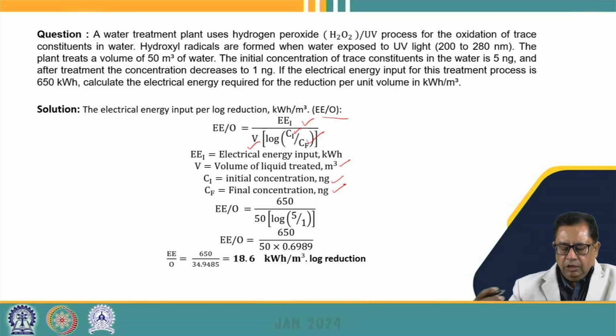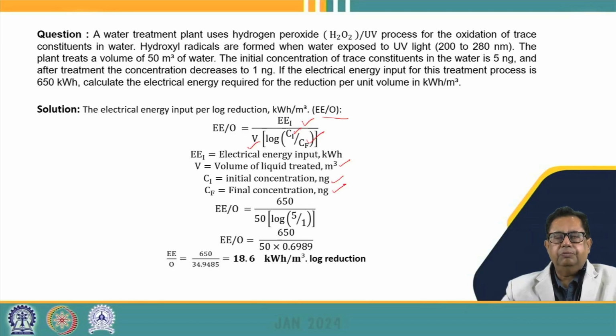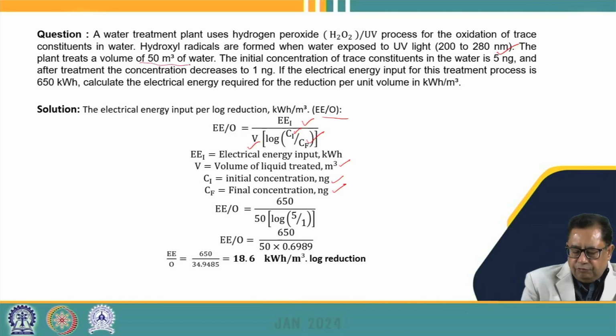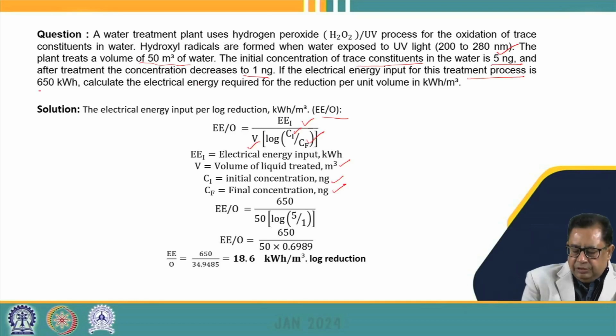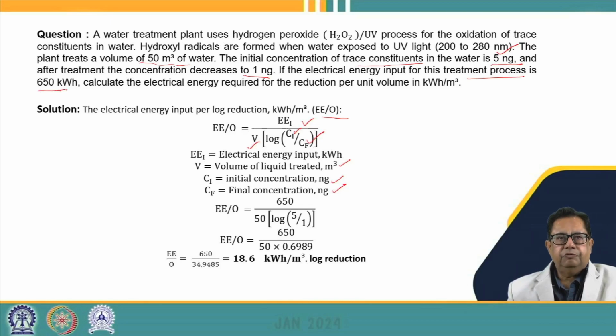Okay, so let us take the problem here. The water treatment plant uses an H2O2/UV process so that it can oxidize the trace constituents in the water. Hydroxyl radicals are formed when the water is exposed to UV light, and the UV light is from 200 to 280 nanometers. The plant treats a volume of around 50 cubic meters of water, and we find that the concentration of the trace constituent we are treating was 5 nanograms, and after the treatment the concentration decreases to 1 nanogram. During this process the electrical energy input is around 650 kilowatt hours.